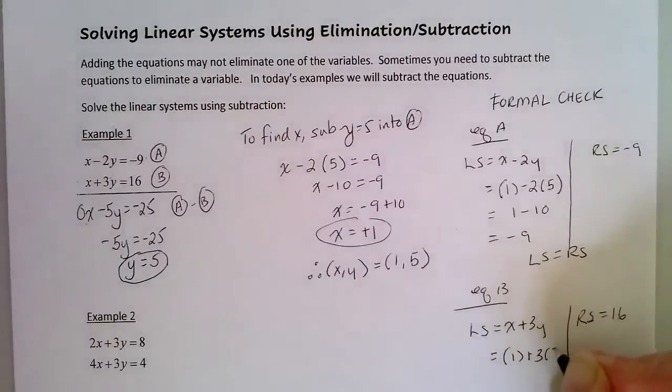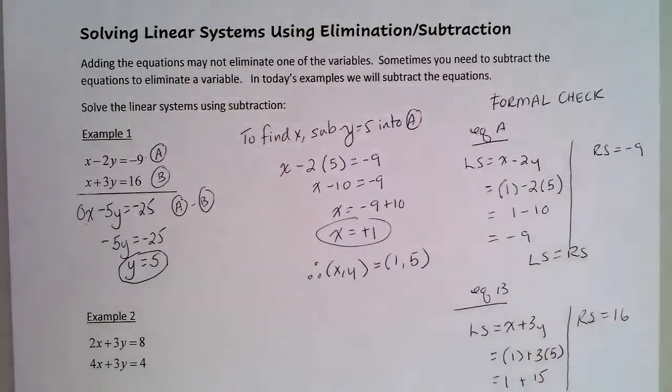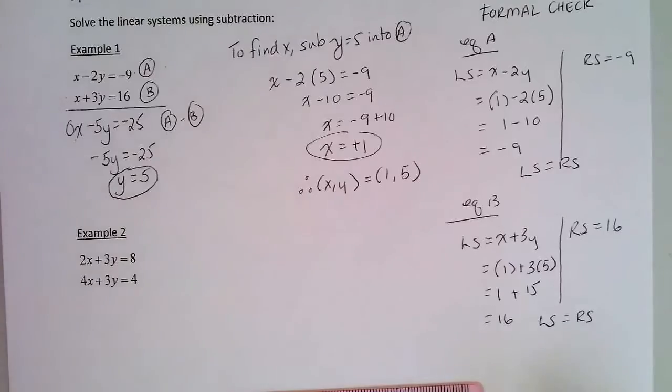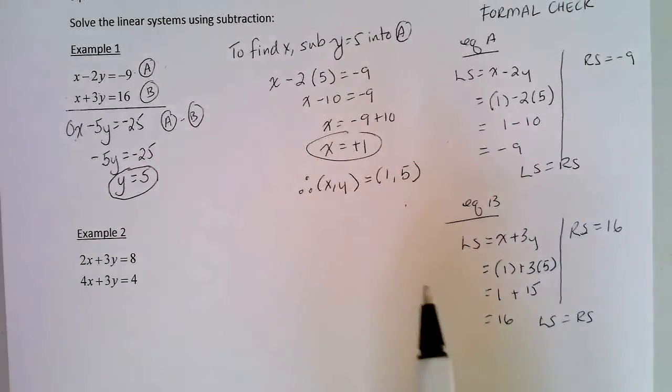Our y value is 5. We're going to multiply, and then we're going to add, and you can see the left side is equal to the right side. So I am confident that this is the correct solution because I've done a formal check in equation A and equation B.